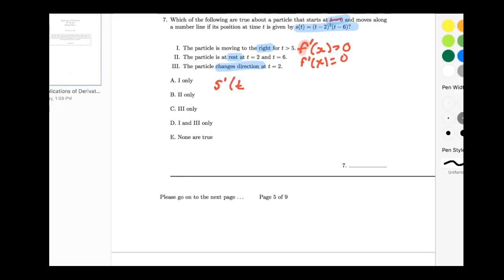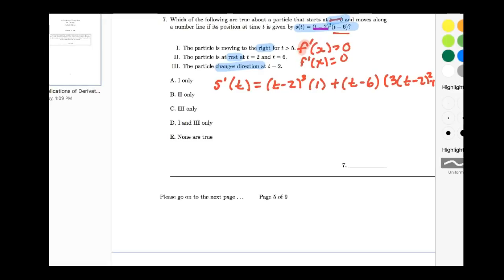So s prime of t, you have first times the derivative of the second. So you have first, t minus 2 cubed, times the derivative of the second, which is just 1, plus second times the derivative of the first, which is a chain rule, 3 times (t minus 2) squared times 1. Now, how do you deal with this? Well, let's look. You've got t minus 2 here. You've got t minus 2 here.